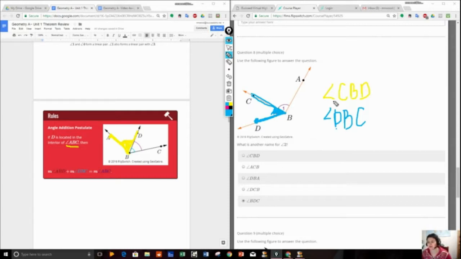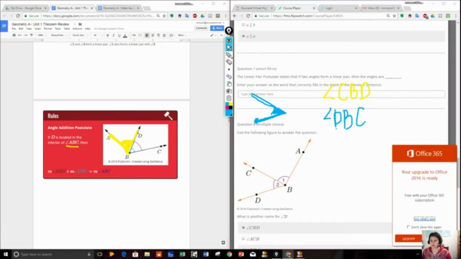So then I'm going to be looking for either one of these names. So I noticed that the first one is angle CBD. That's the first one we had up. The next one, angle A, no. Angle DB, almost, and then it goes to A. So no. Angle DC, no. Angle BD, no. So there's only one of our two options.